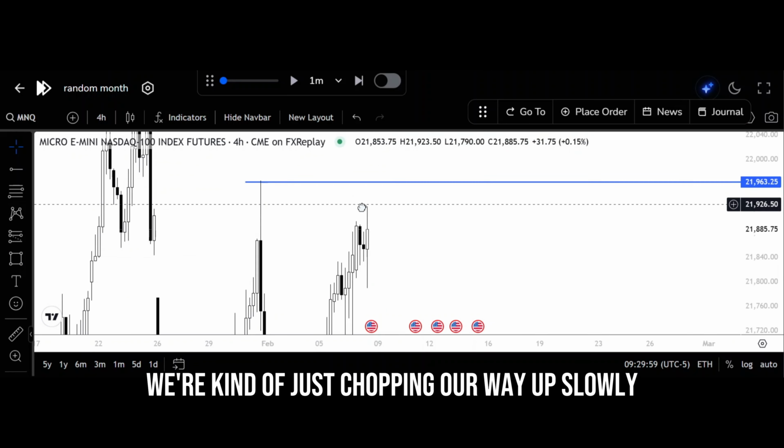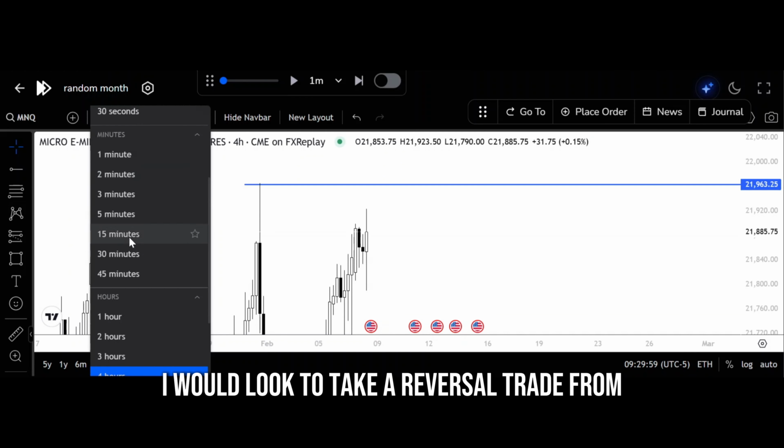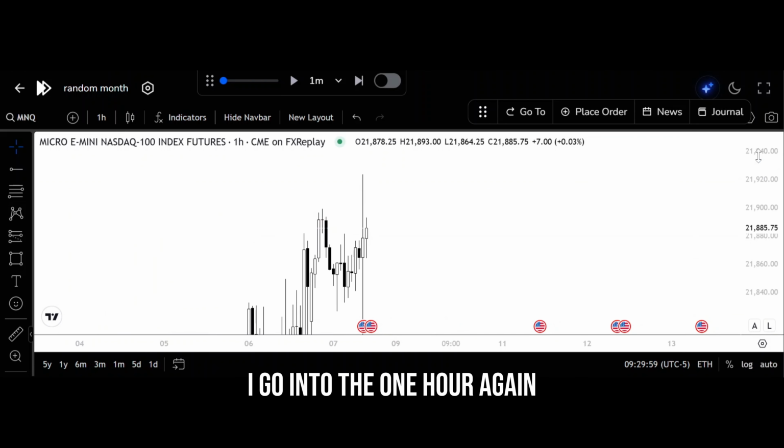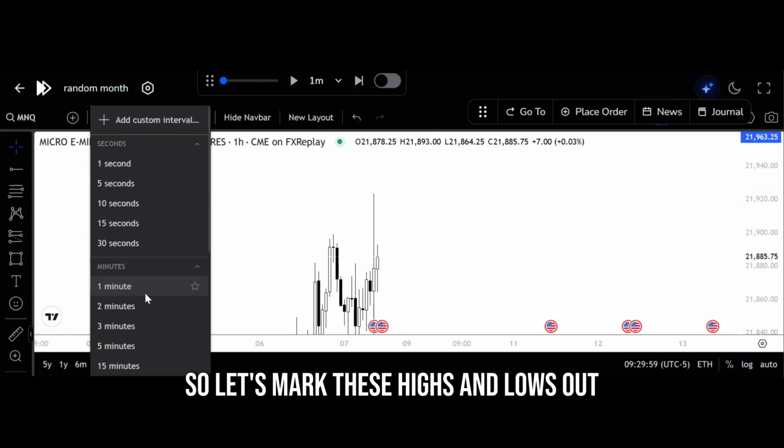We're kind of just chopping our way up slowly. We do have this high I would look to take a reversal trade from. I go into the 1-hour. Again, I don't really see anything. This is definitely a new session, so let's mark these highs and lows out.